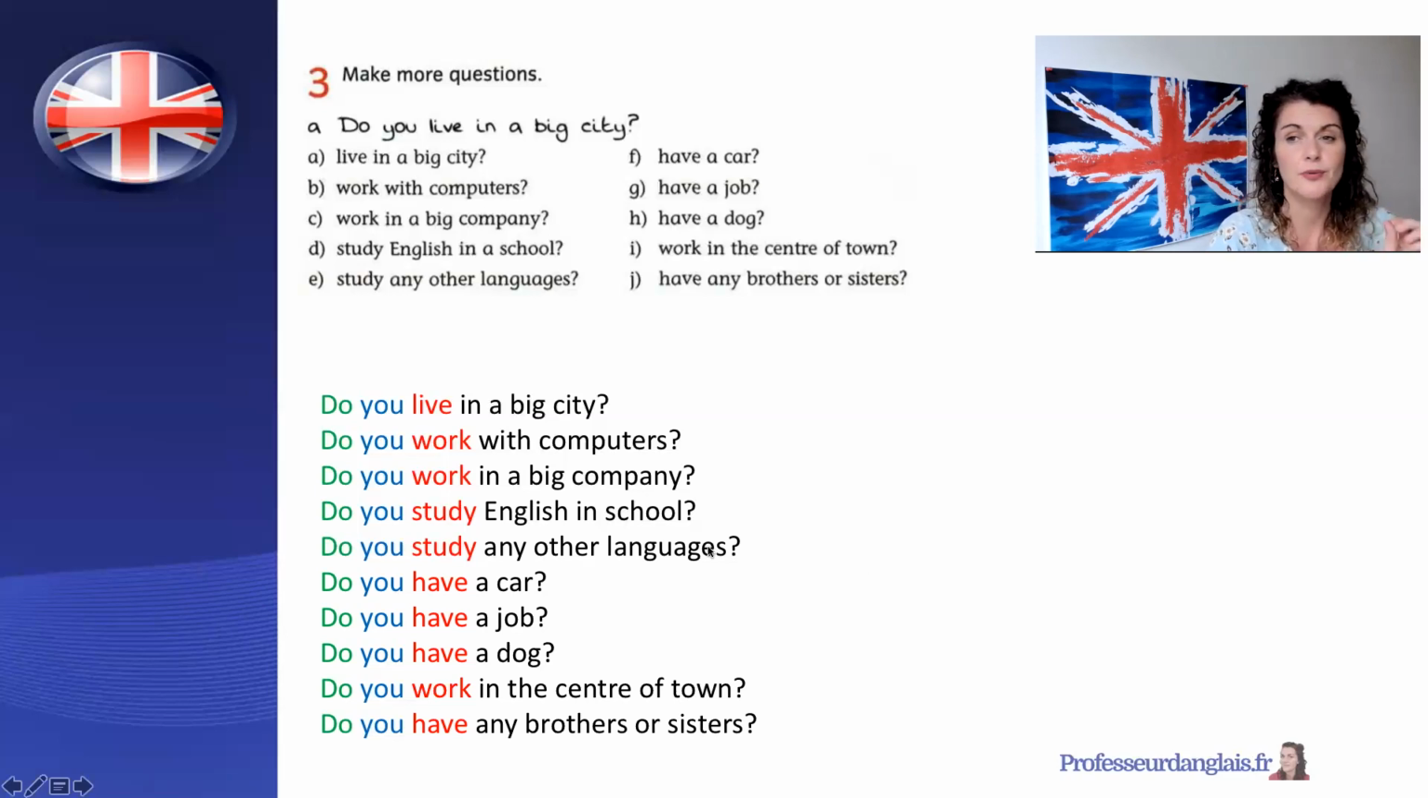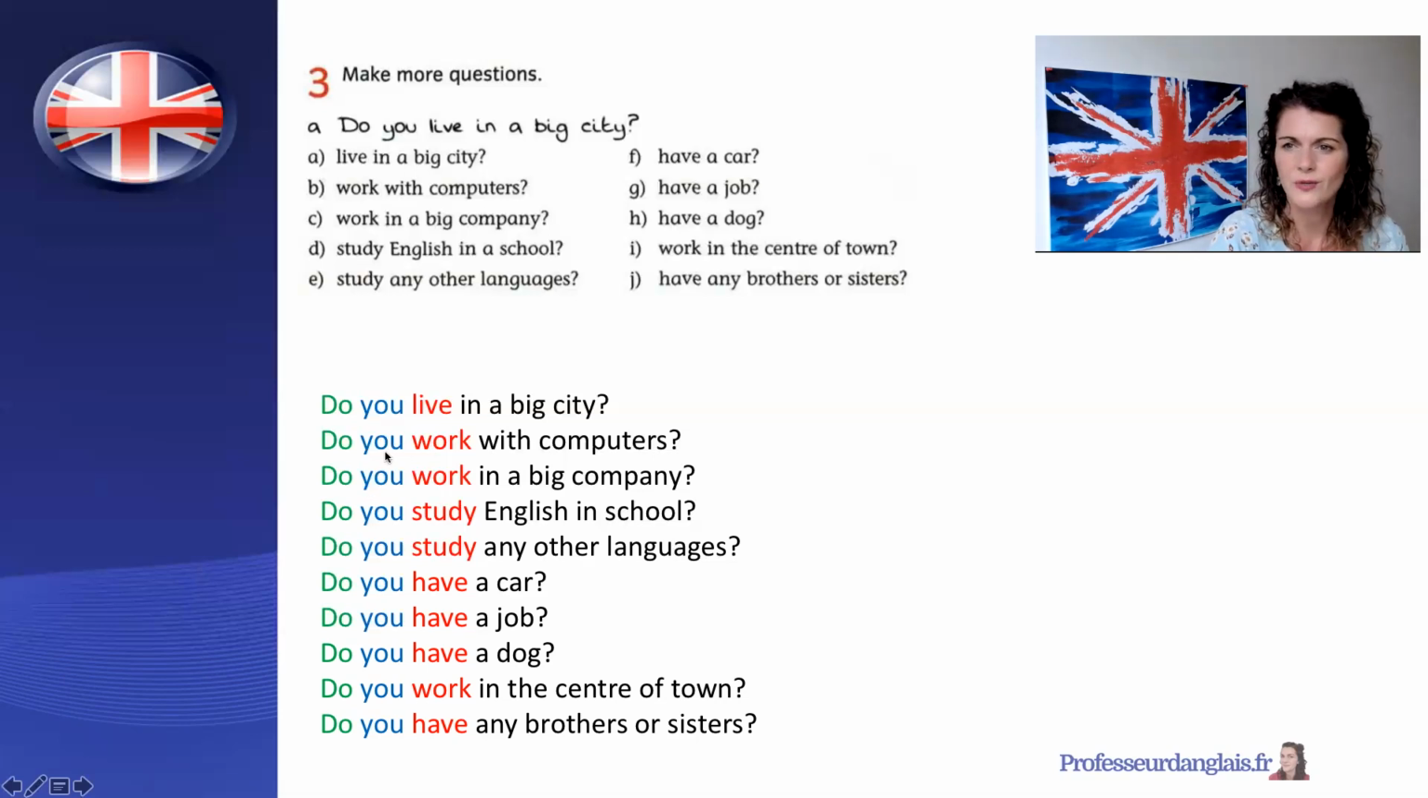Quick note about pronunciation. You can see here the most important word, the word that is stressed, is our verb. Live, work, study, have. That's the most important word. The auxiliary verb do and the subject you aren't so important. They're little. We squash them together. Listen and repeat. Do you live in a big city?